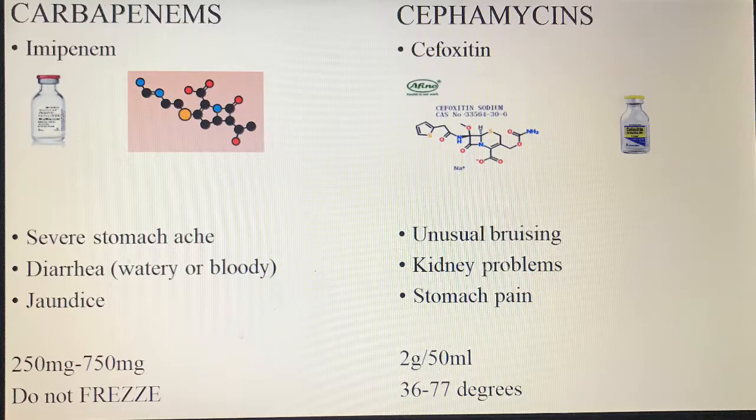Another medication that helps with ESBL is cefoxitin. The mechanism of action is that it inhibits mucopeptide synthesis in the bacterial cell wall. Some side effects are severe stomach pain, diarrhea that could be watery or bloody, jaundice, unusual bruising and numbness, kidney problems, for example, little to no urination.